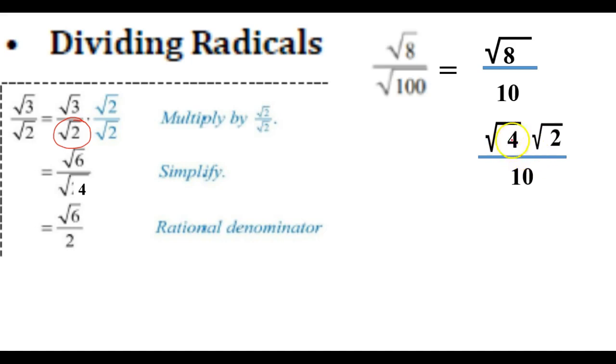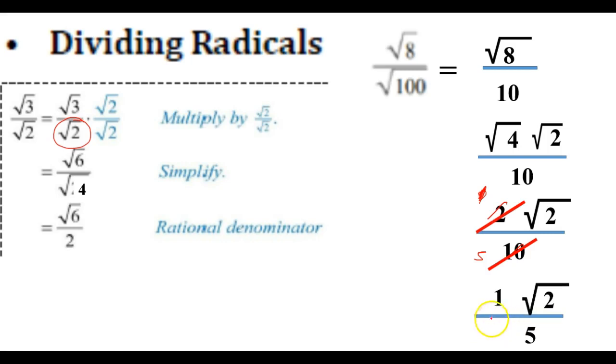4 and 2, right? So square root of 4 would be, well, radical 2 we can't square root, right? But the square root of 4 would be 2. Again, you can leave it like this, or you can simplify it even further, because 2 can go into 2 once, and 2 goes into 10 5 times, so you're left with 1 rad 2 over 5.